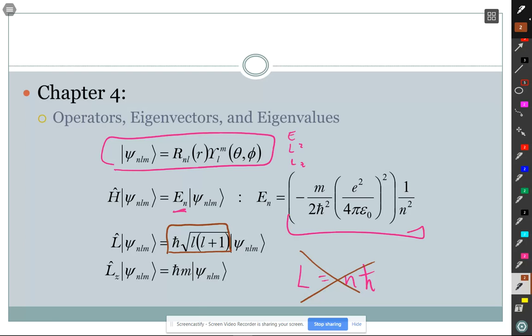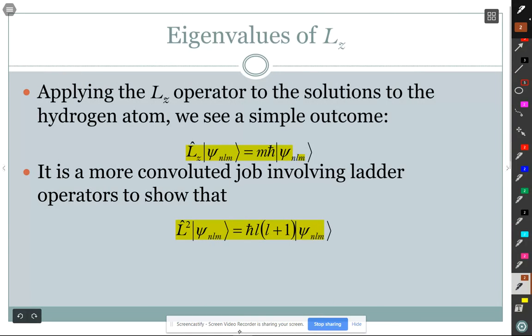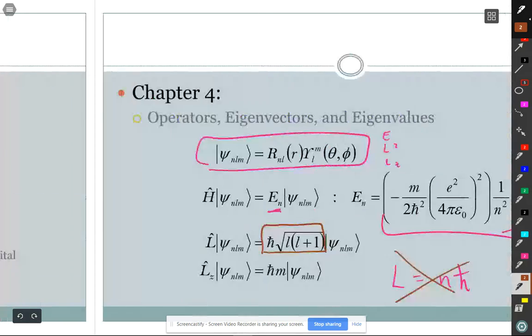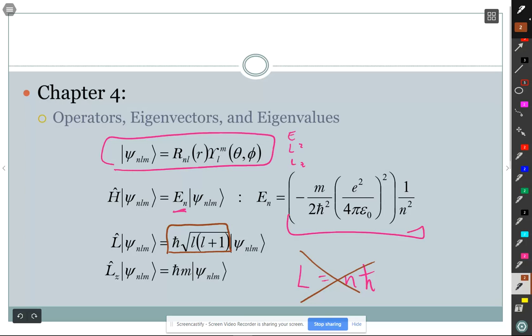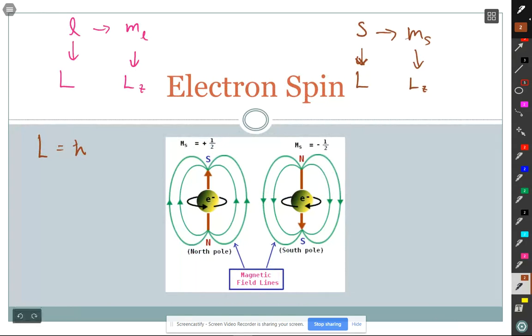Okay, so I didn't do it because it's more convoluted. It uses the raising and lowering operators and that kind of stuff to get there. So it's kind of convoluted for how it's done. And I didn't want to spend the time. And so the eigenvalue for the L operator is what I have in the brown box: h bar times the square root of L times L plus 1. So over here for the spin, the angular momentum for spin is equal to h bar square root of s times s plus 1.